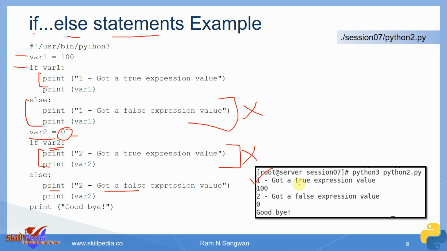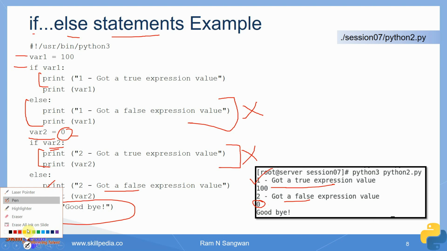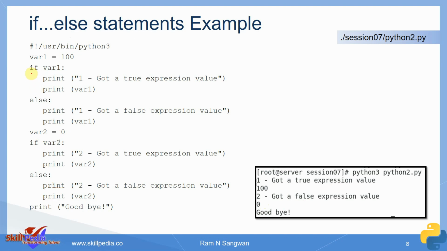So we got true, that is 100, and false, that is 0. We got this output, and this statement is executed in both cases because it is outside the if statement block. Point to be noted: this if and else are exactly at the same level. There should be no indentation here and there, and all these print statements are at the same level. That is Python's mandatory syntax.